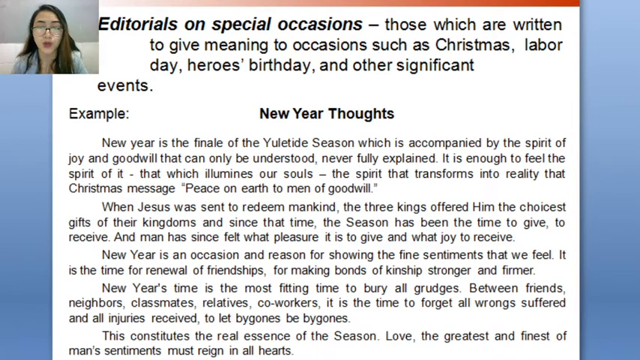And when Jesus was sent to redeem mankind, the three kings offered him the choicest gift of their kingdoms. And since that time, the season has been the time to give, to receive, and man has since felt what pleasure it is to give and what joy to receive. A new year is an occasion and reason for showing the fine sentiments that we feel. It is the time for renewal of friendships, for making bonds of kinship stronger and firmer. And New Year's time is the most fitting time to bury all grudges between friends, neighbors, classmates, relatives, co-workers, and it is time to forget all wrong suffered and all injuries received, to let bygones be bygones, and this constitutes the real essence of the season. Love, the greatest and finest of man's sentiments, must reign in all our hearts.